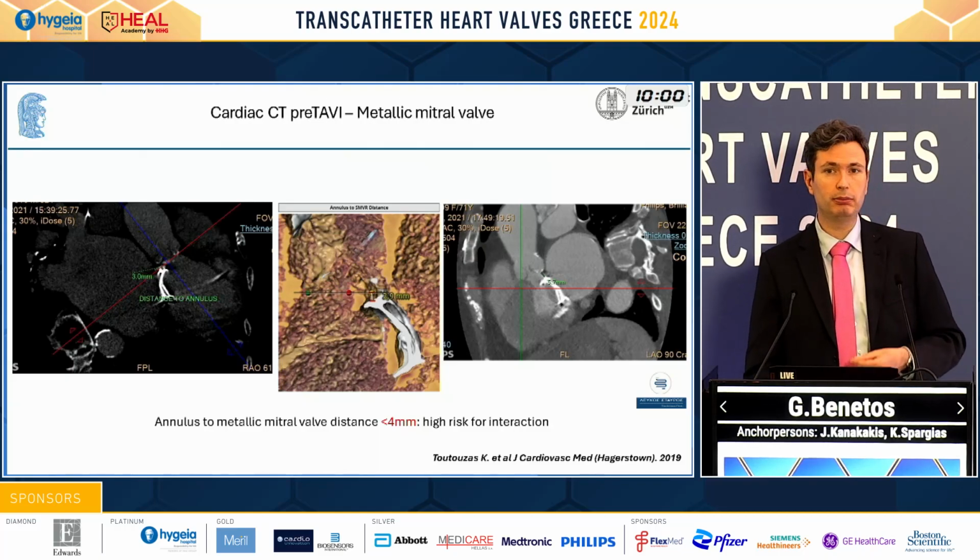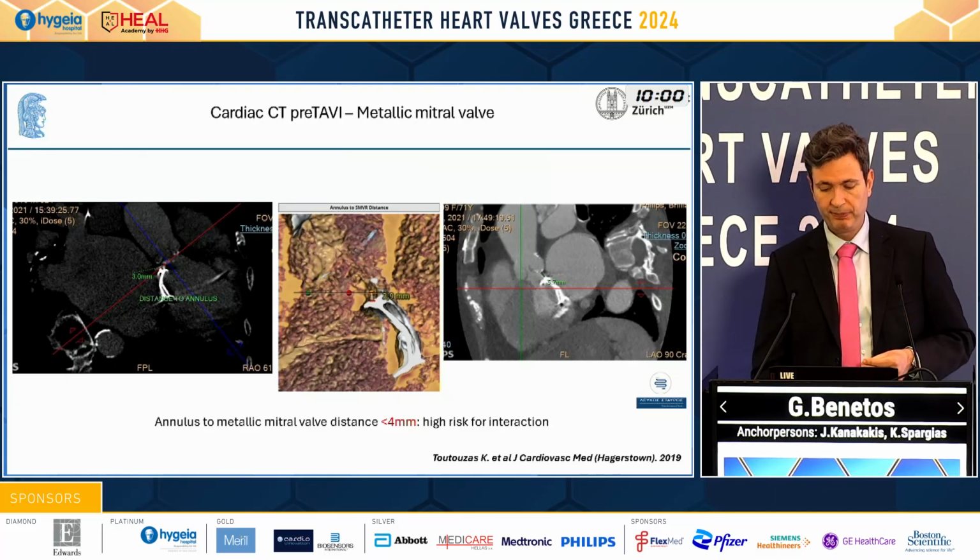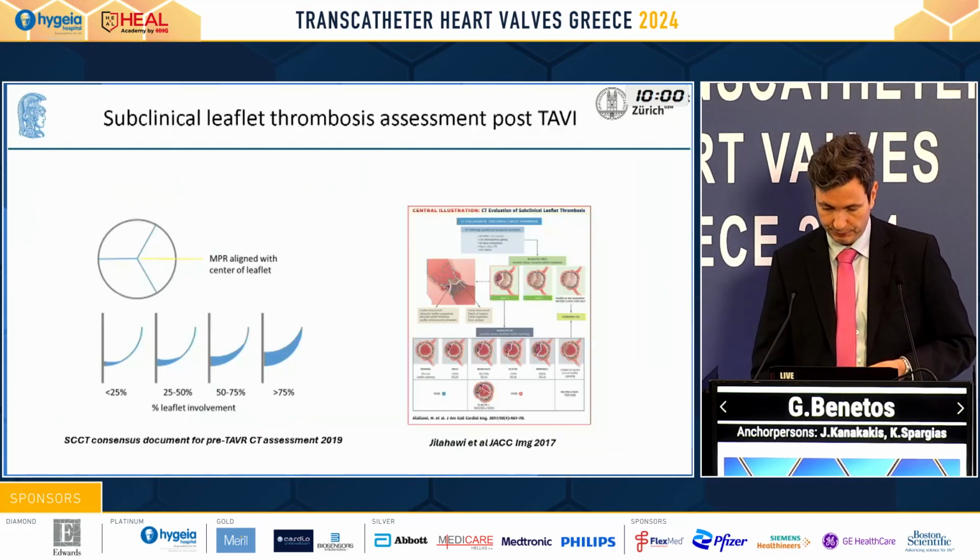In case there is a mitral prosthesis, a metallic prosthesis, we have to measure the distance of the annulus from the mitral valve. In case it's less than 4 millimeters, then there is a high risk for interactions.